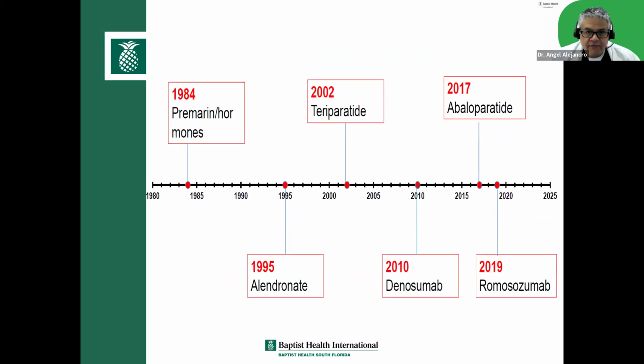Back in 1984, we didn't have much, right? We had hormone replacement therapy. That's what we did, right? If the patient was postmenopausal and had osteoporosis, you would give them calcium, vitamin D, and hormone replacement. Things changed in 1995 with the introduction of alendronate. All right, that's our first bisphosphonate. In 2002, we had another shift when we had our first anabolic agent. This is teriparatide. That's your Forteo. In 2010, we had the introduction of Prolia, denosumab.